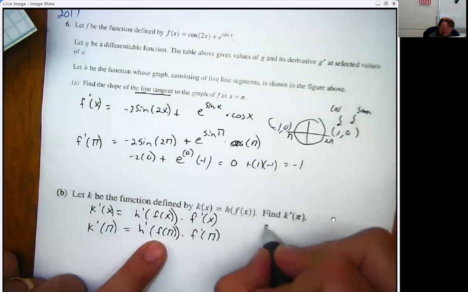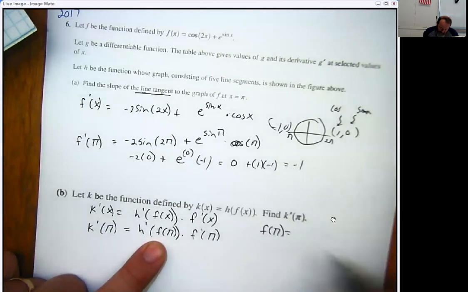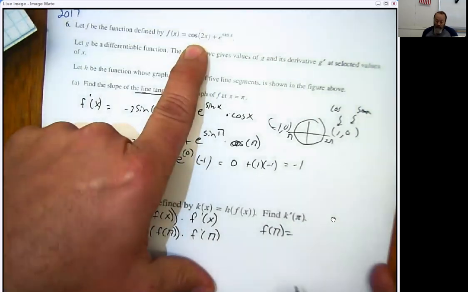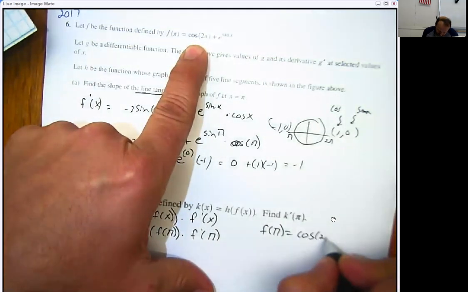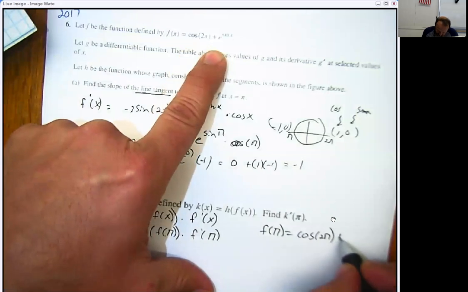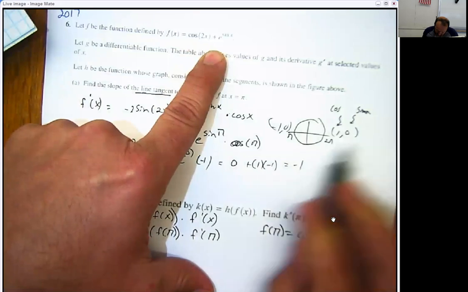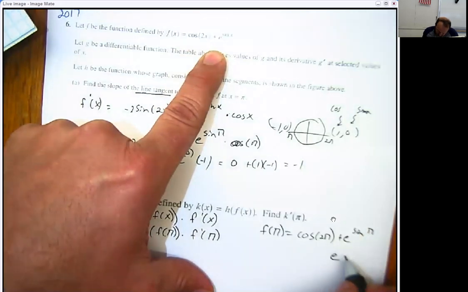But you know what? We haven't found f of pi yet. That's kind of interesting because I need that right here. So f of pi, going to the original problem right there, would be the cosine of 2 pi plus e to the sine of pi. And the sine of pi was the y value, which is 0.